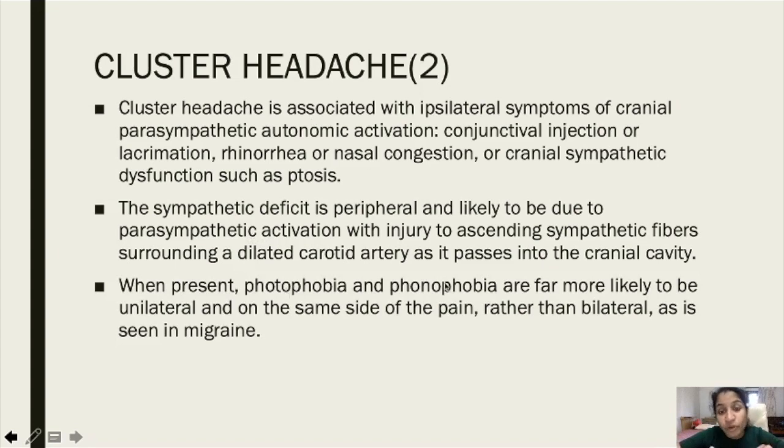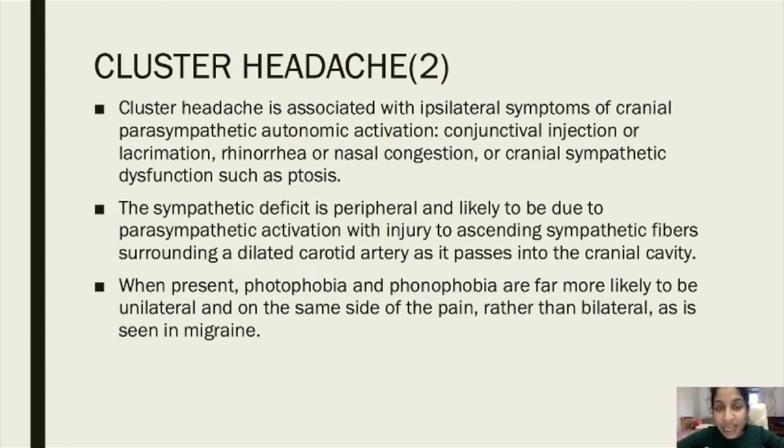When present, photophobia and phonophobia are far more likely to be unilateral and on the same side of the pain rather than bilateral as seen in migraine. If it is associated with this, sometimes there will be photophobia and phonophobia, but it will be unilateral in cluster headache, but it will be bilateral in case of migraine. That is a differential diagnosis between cluster headache and migraine if they are having these two symptoms as common. So photophobia and phonophobia is sometimes present because of this neurological involvement.